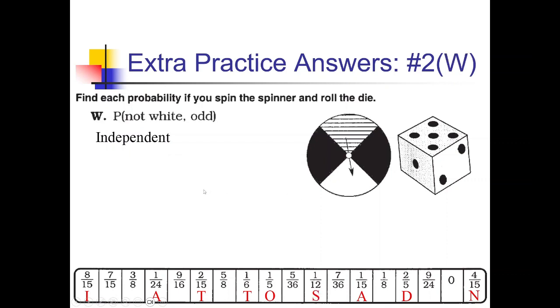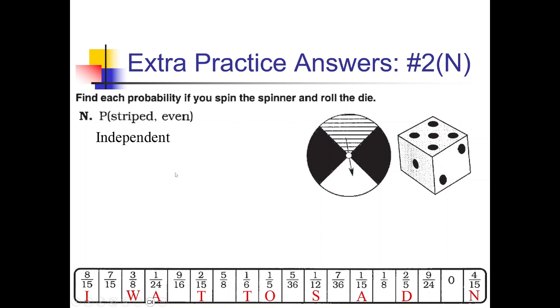For problem 2W, we want not white and odd. Not white, well, there's going to be 1, 2, 3 spaces that are not white, so that's 3/4. And odd, that's 1, 3, and 5 on the die, so that's going to be 3 out of 6 options. So we have 9 over 24. If I multiply that, I can reduce those by 3s to get 3 over 8. 3 over 8 is going to be right here, so that's a W.